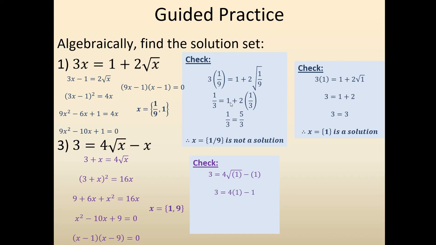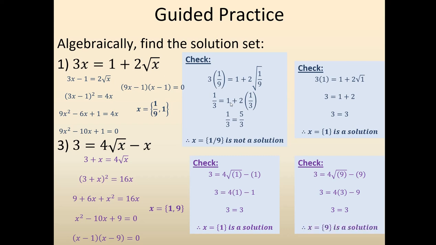Checking my solutions, starting off with 1, I plug 1 into the original equation. I get 3 equals 4 times root 1 minus 1, which is 3 equals 3. So far so good. Therefore, x equals 1 is a solution. When I do the same thing for 9, I plug that in. I get 3 equals 4 times root 9 minus 9. Square root of 9 is 3, so we get 3 equals 4 times 3 minus 9. 4 times 3 is 12, and that minus 9 is equal to 3. So that actually is also a true statement. So both x equals 1 and x equals 9 are solutions for this original equation.